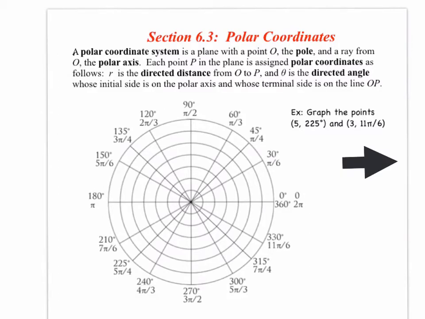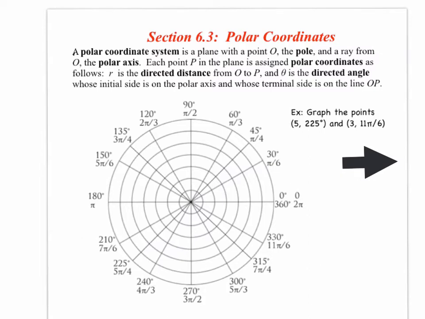So 6.3 is on something called polar coordinates. In fact, the rest of chapter 6 that we deal with is on polar coordinates. A polar coordinate system is a plane that has a point 0 called the pole, which is like what we would consider the origin in a normal rectangular graph with x and y. Then there's a ray from that center called the polar axis. And then each point in the plane is assigned polar coordinates in the following way.